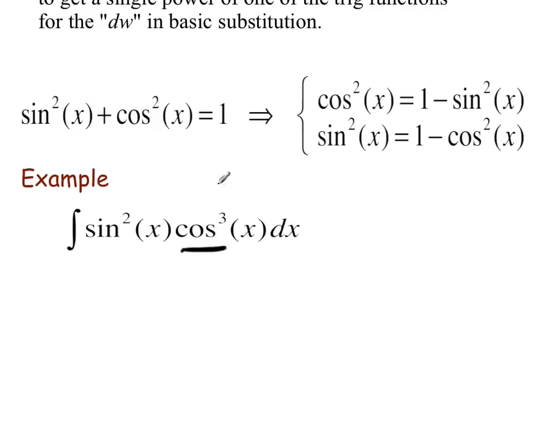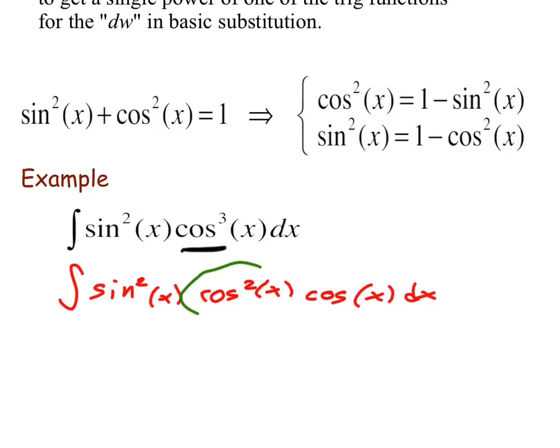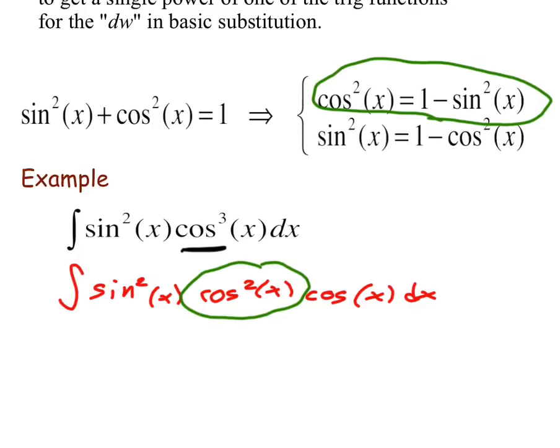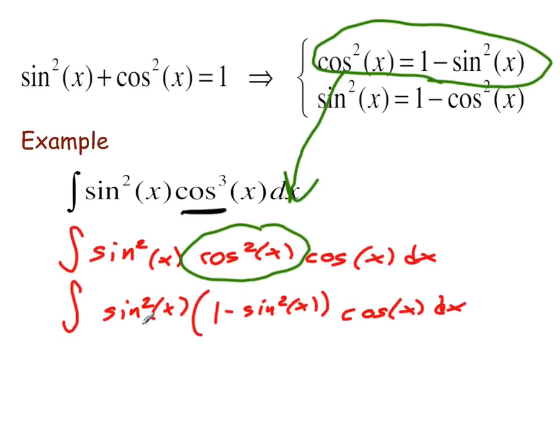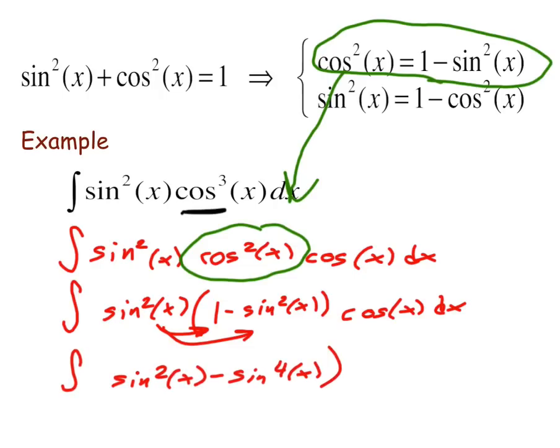So we're going to think of this as sine squared of x times cosine squared of x times another cosine of x. So there's our cosine cubed. And now we're going to change this cosine squared into 1 minus sine squared. When we rewrite this, we have the integral of sine squared of x times 1 minus sine squared of x times cosine of x dx. Then we distribute, so we have the integral of sine squared of x minus sine to the fourth of x, and then all of that times cosine of x dx.